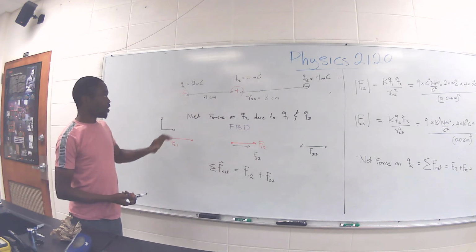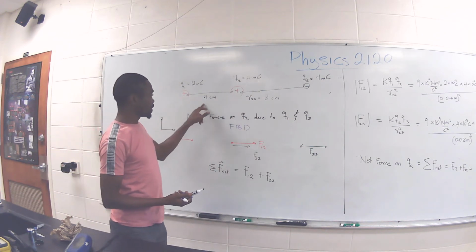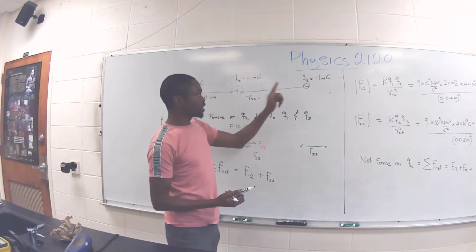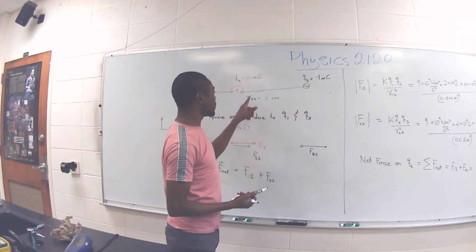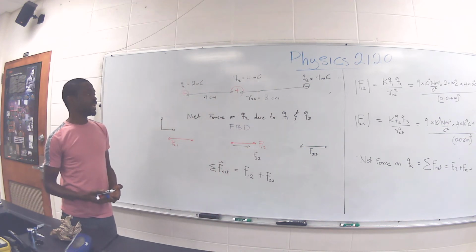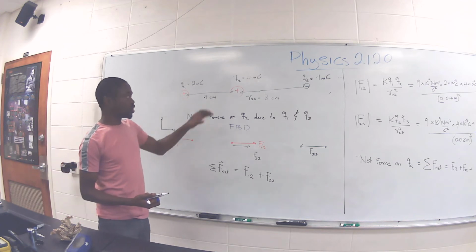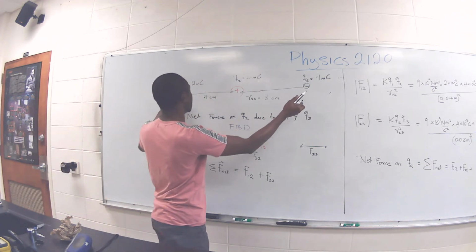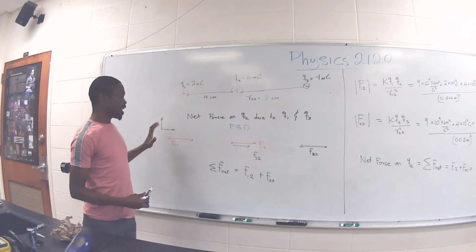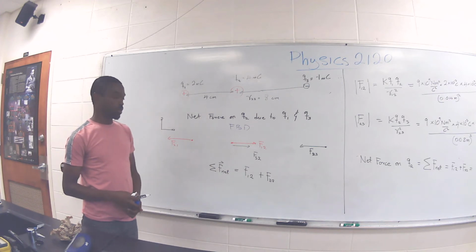Q2 is at a distance of 4 centimeters from Q1, and Q3 is at a distance of 8 centimeters from Q2. We want to find the net force on Q2 due to Q1 and Q3. This is how a free body diagram will look.